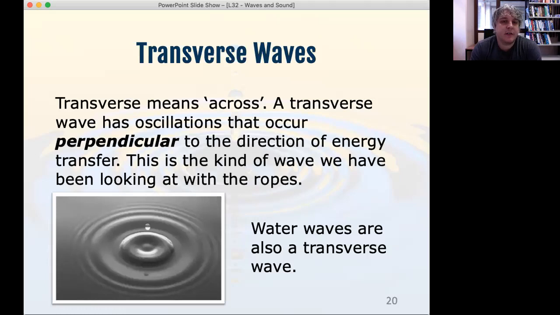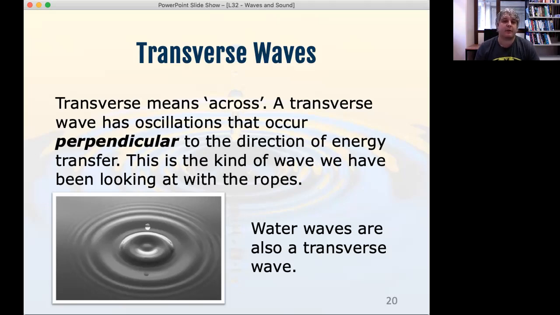Another definition is transverse wave. Transverse means across, that's just what the word means. So a transverse wave means that the oscillations are occurring perpendicular to the direction of energy transfer. If the energy is going that way, then a transverse wave will be going up and down, right? Perpendicular. That's what we're talking about with ropes.